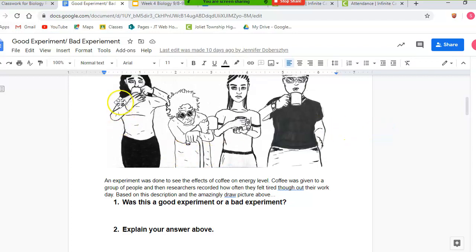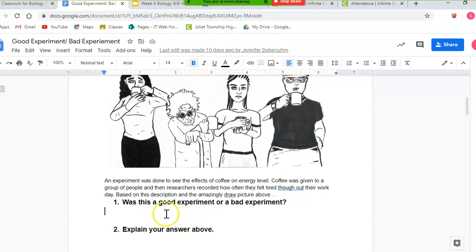Now looking at the picture and this little description here, we should be able to go on. So coffee was given to a group of people, and then researchers record how often they felt tired throughout their work day. Based on this description and the amazing drawing above, you'll understand a little bit more of why I'm saying that. You're going to say, okay, good lab, I see no problem at all. That's a really good lab, and I'll be able to tell how coffee affects their energy level. Or bad lab, you see some sort of issue where you can't really trust the lab itself. It might have been a good lab, but the way they did it, there's a big problem, and there's something in there that's going to affect those results, right?